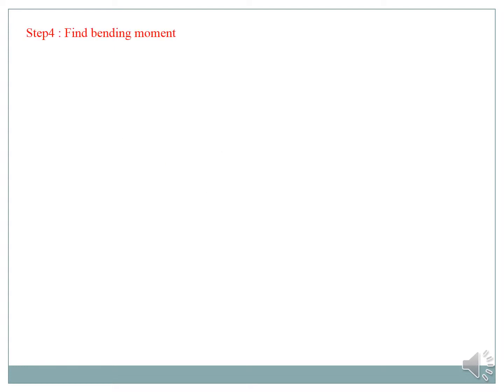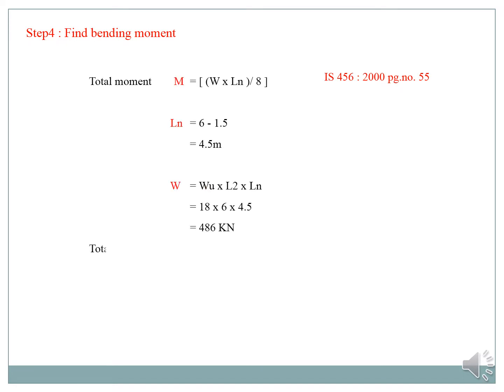Then step number 4, find the bending moment. These values are taken from our IS 456 2000 page number 55. The total moment M is equal to W into Ln divided by 8. This formula is from our code book. Ln is the clear span, so we need to subtract half of the width of the column strip. 6 is the panel size, so 6 minus 1.5. Our width of the column strip is 3 meters in total, so half of it is 3 by 2, equal to 1.5. So 6 minus 1.5 is equal to 4.5 meter.